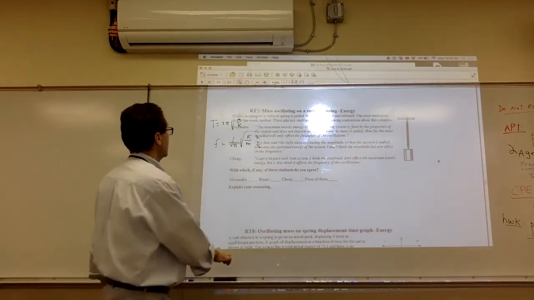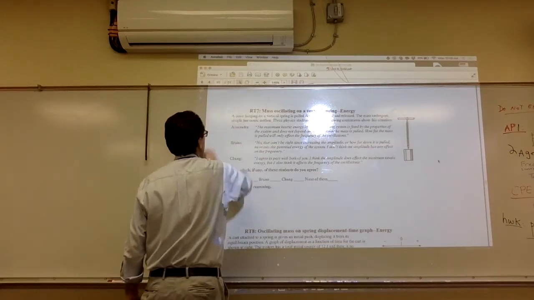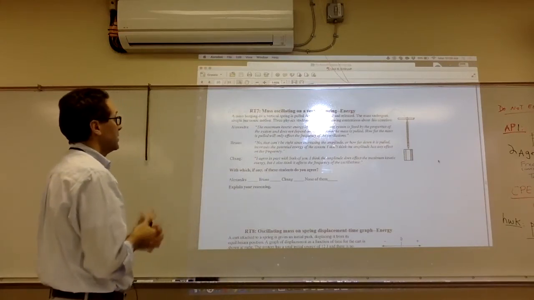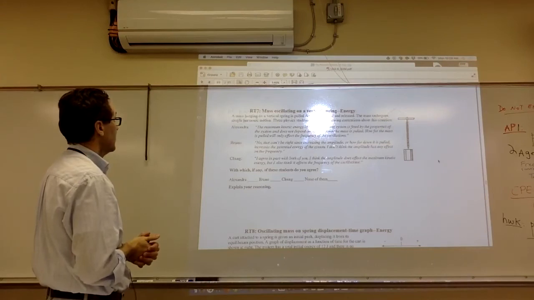Okay. Now we're at RT7. A mass hanging on a vertical spring is pulled down a distance d and released. The mass undergoes simple harmonic motion. The 3 students make the following contention about the situation.